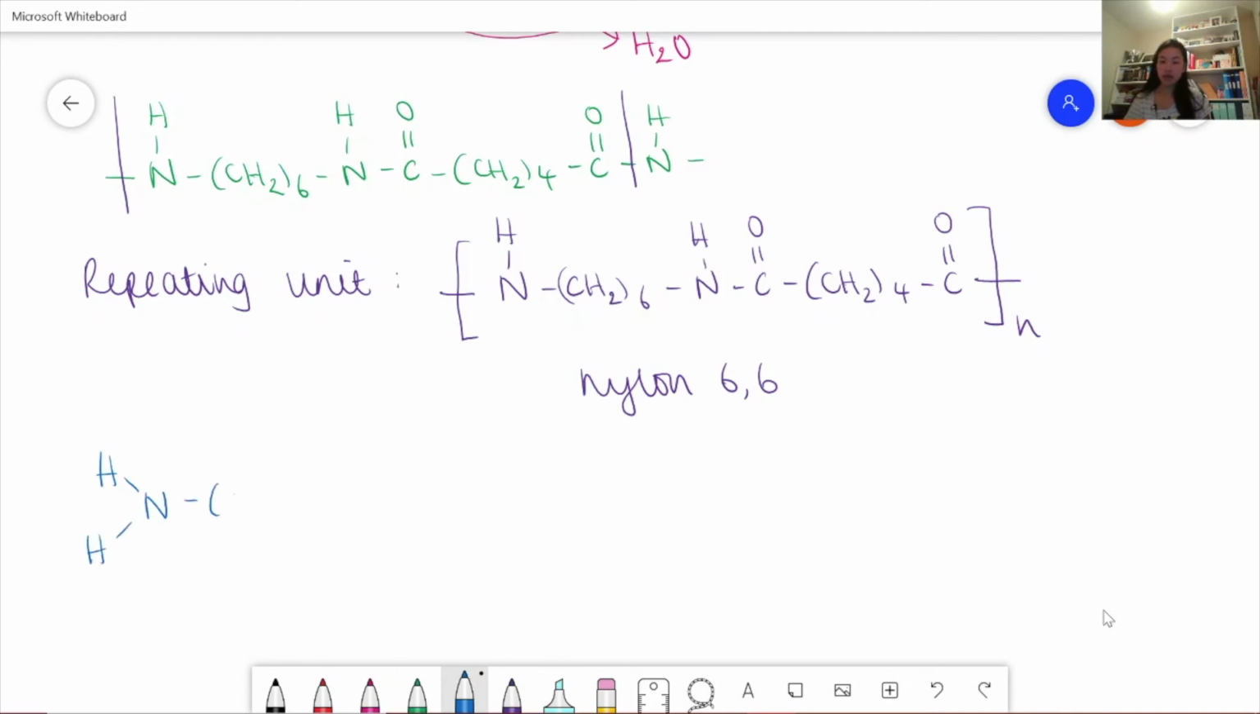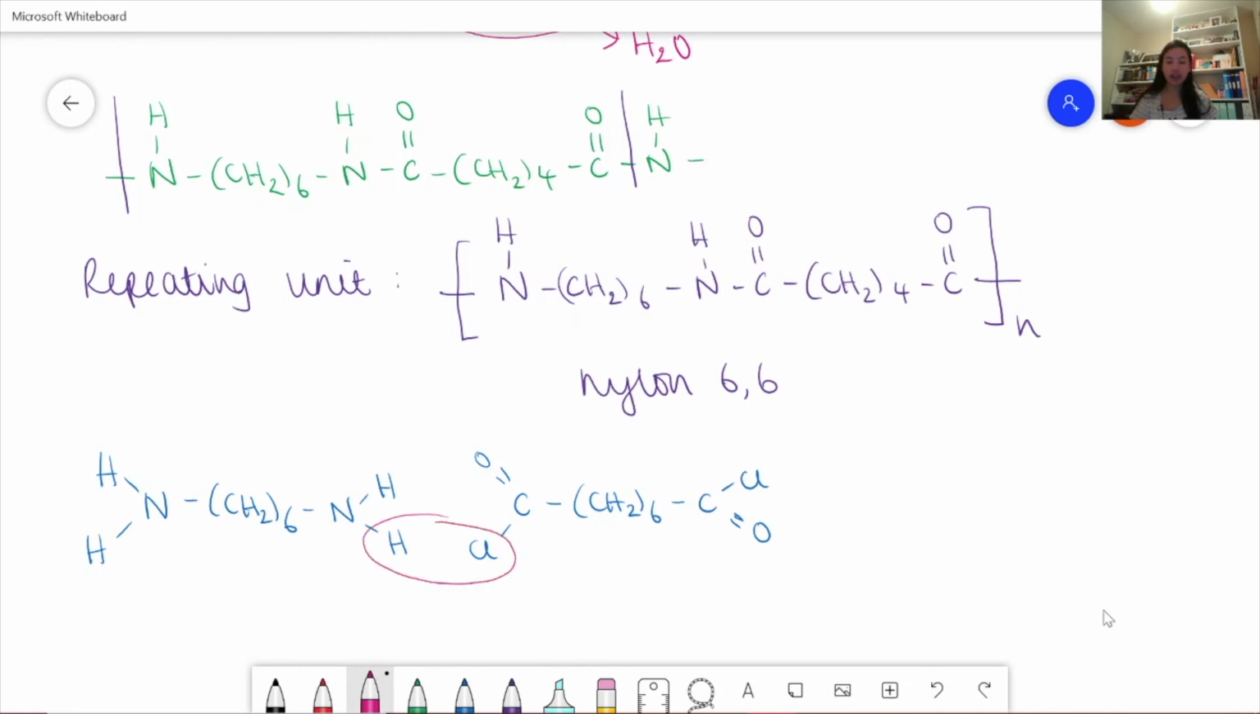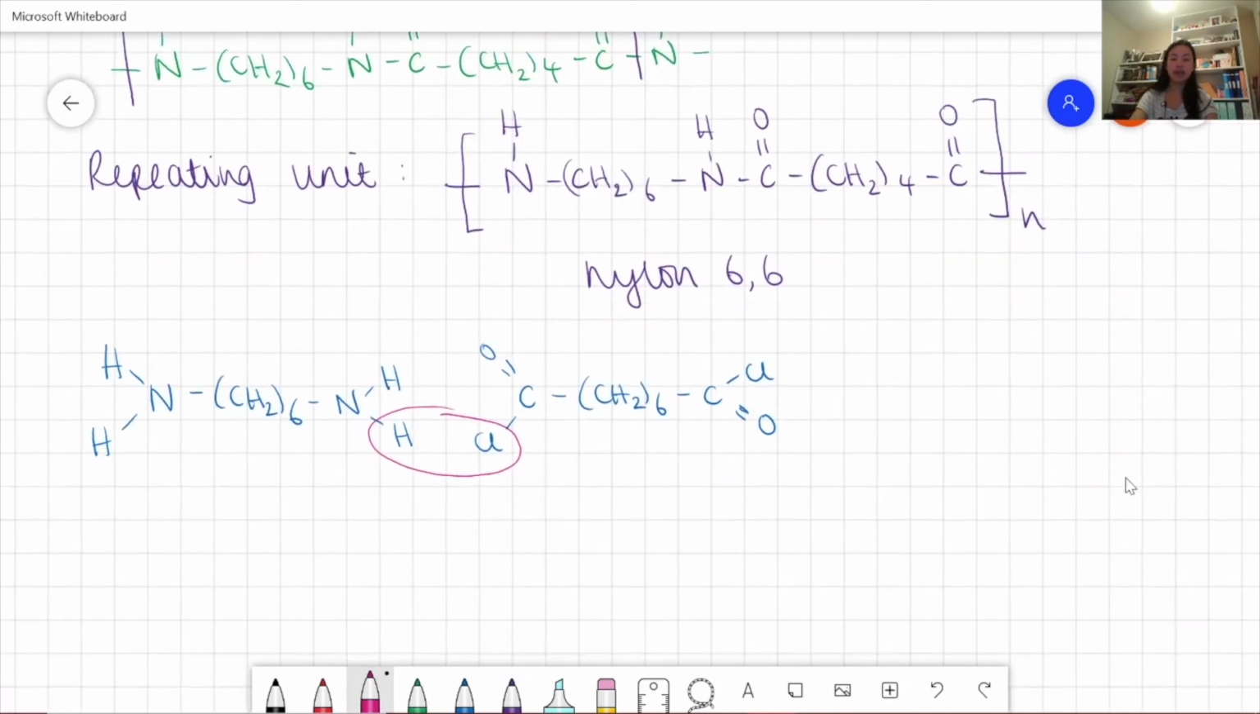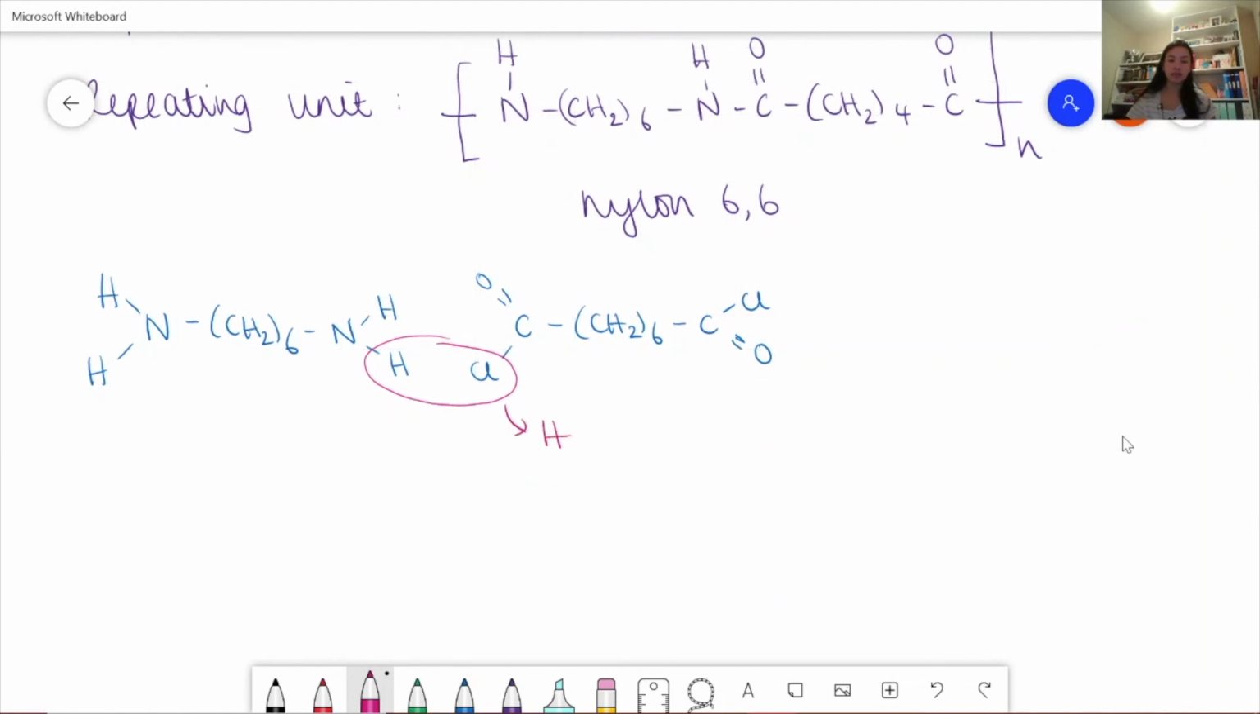NH2 and then CH2 and then NH2 again. And then we have this diacyl chloride instead of the dicarboxylic acid. And so what we have now is that this HCl is taken away, so it's liberated. And so we still form the same polymer, the same polyamide, which is the nylon 6,6.